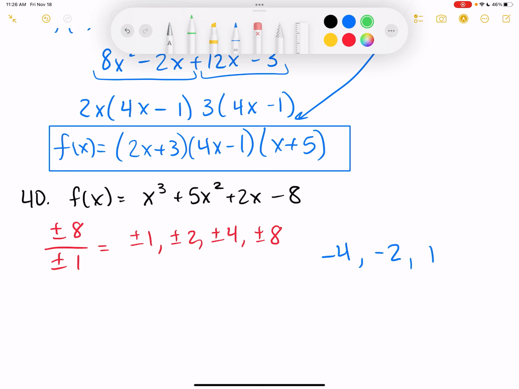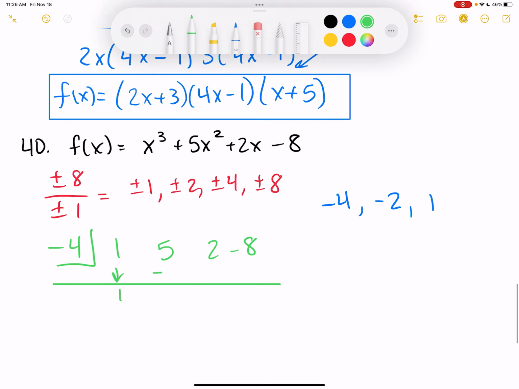All right, so we're going to use these. So negative 4. Once you find one that works, then you can keep going with the reduced form. You don't have to start at the beginning every time. So 1, 5, 2, negative 8. Bring down the 1, times negative 4 is negative 4, plus 5 is 1. This one works. Times negative 4 is negative 4, plus 2 is negative 2. Times negative 4 is 8, plus negative 8 is 0. So that means that x plus 4 is one of our factors.